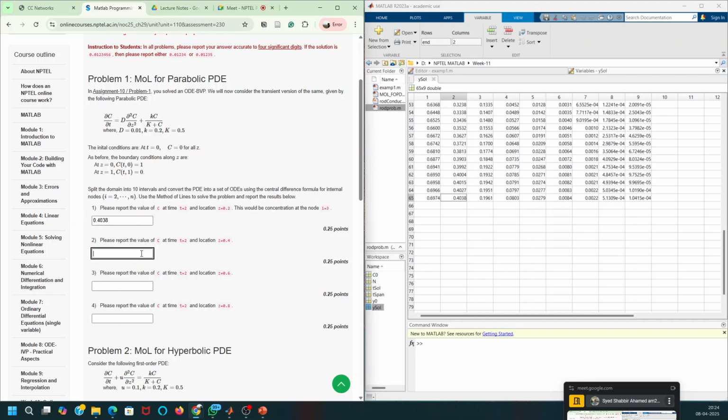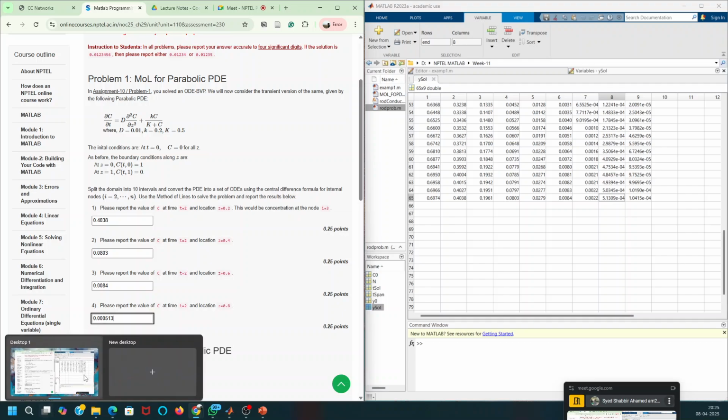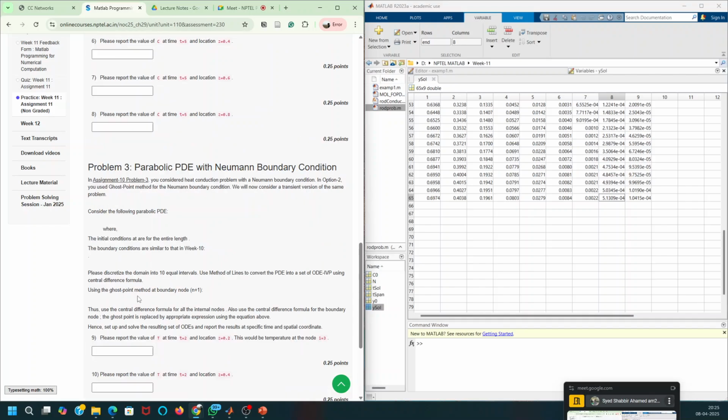0.4038, and at location 0.4 this is the value which should be 0.080, and at location 0.6 this is the value which will get 0.0084, and this is the value which will get at 0.8, which is 0.000513, something like this. Let's check. Let's submit and check the answer.